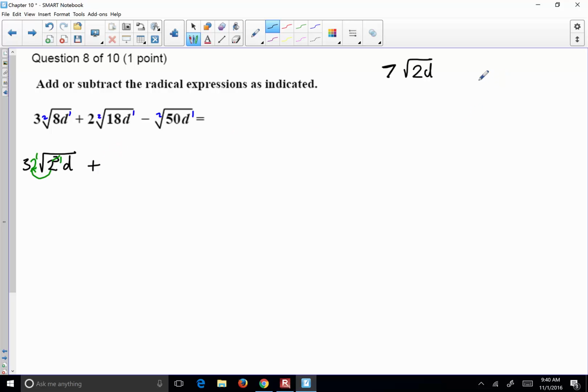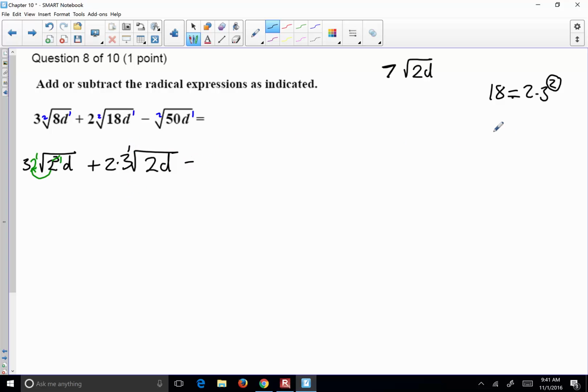18, have we broken 18 yet? I think we did, right? It was 2 times 3 squared. So I will only break things once every day. So 3 leaves, 2 stays. Why? Because 3 has exact $2 change. So double of them leave as a single and 2 stays.